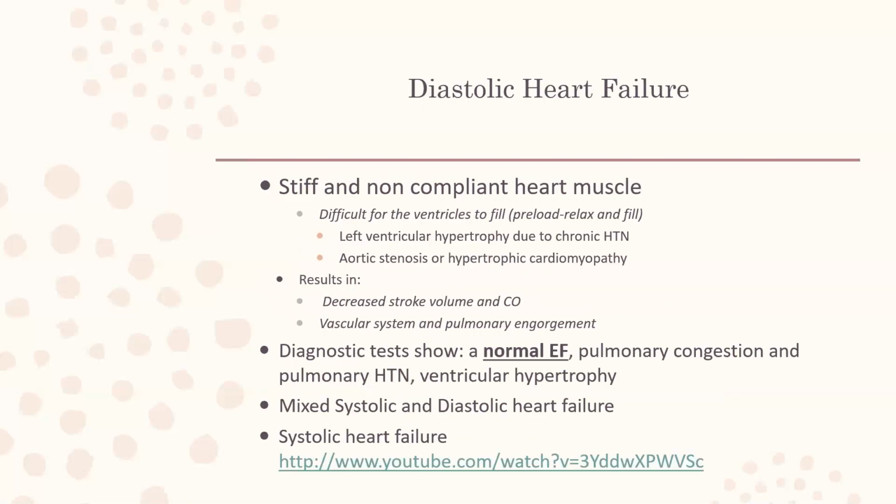So in diastolic heart failure, typically you have the stiff, non-compliant heart muscle. The ventricles are having difficulty in filling the preload, which is the relax and fill. LVH, which is left ventricular hypertrophy due to that chronic hypertension. Aortic stenosis, hypertrophic cardiomyopathy. And this is going to result in a decrease in stroke volume and cardiac output, the vascular system, and pulmonary engorgement. So the diagnostic tests are going to show a normal EF. They're going to show pulmonary congestion, pulmonary hypertension, and the ventricular hypertrophy.